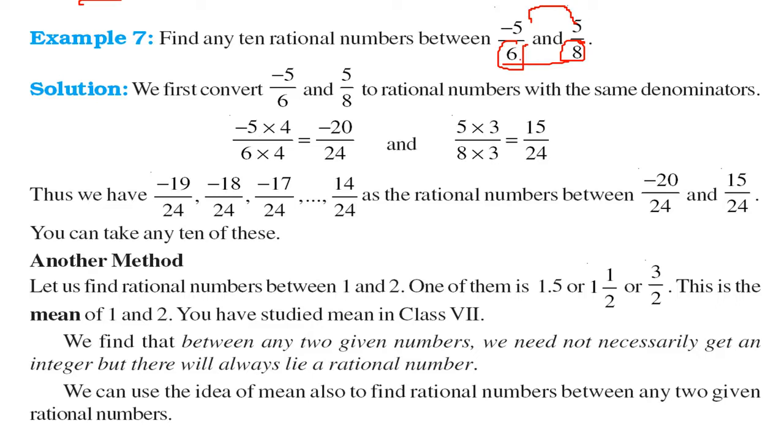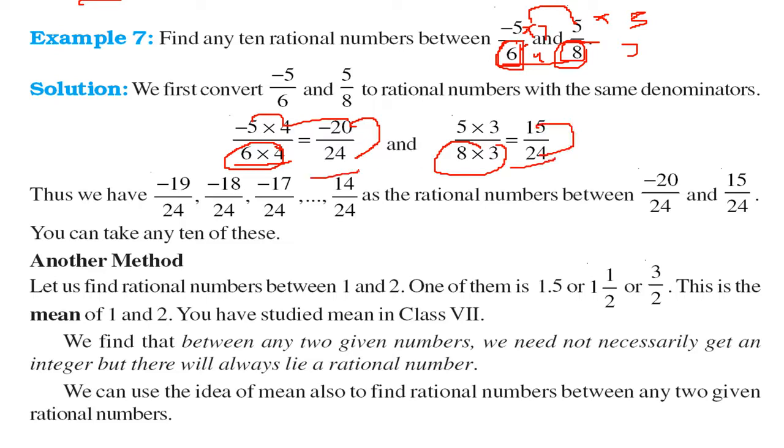You can easily change 6 to 24, 8 to 24. So what we'll do here is we multiply numerator and denominator by 4, and here we multiply numerator and denominator by 3. So you get 5 4s are 20, denominator becomes 6 4s are 24, again 8 3s are 24. So we have minus 20 by 24 and 15 by 24. Now, because the denominators are the same, you just have to find numbers between minus 20 and 15.